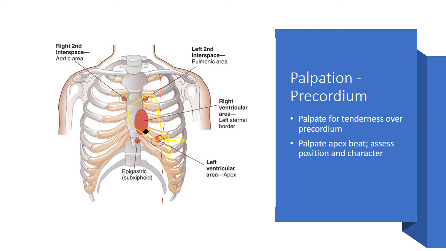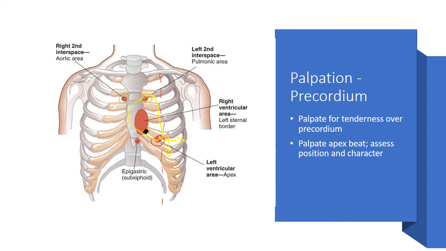So as we locate the apex beat, we can feel in the chest for where it's most prominent, and then we decide, well, is it where it's supposed to be? So it should be in this left midclavicular line around the fifth intercostal space, and if it's displaced laterally or inferiorly, then that can be indicative of some left ventricular hypertrophy.